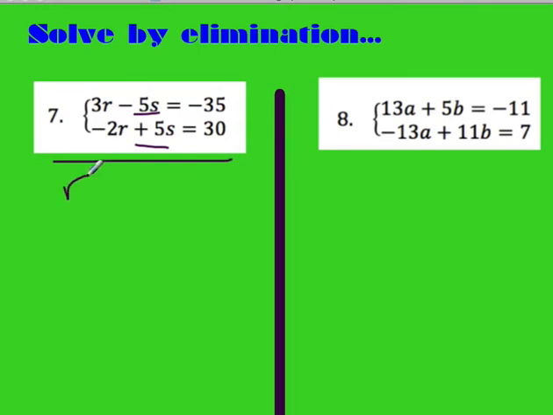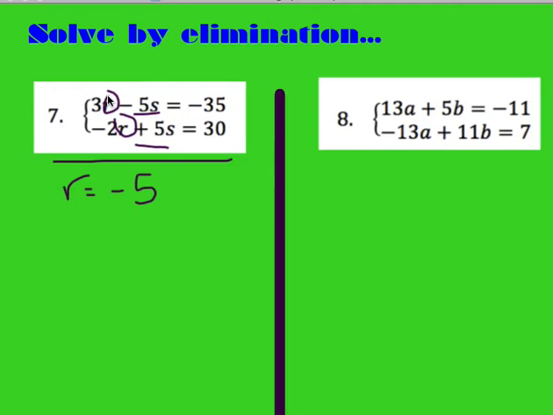So that's just going to give me r, or 1r. Then I have negative 35 plus 30, so that's going to give me a negative 5. So now I've gotten that r is equal to 5. So I can go ahead and substitute that in there or there.